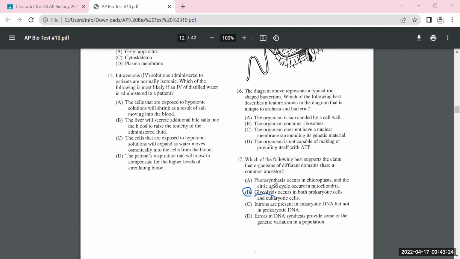Introns are present in eukaryotic DNA, but not in prokaryotic DNA. Not really relevant. Errors in DNA synthesis provide some of the genetic variation in a population. Yes, that is possible. However, very unlikely. Best answer is B.